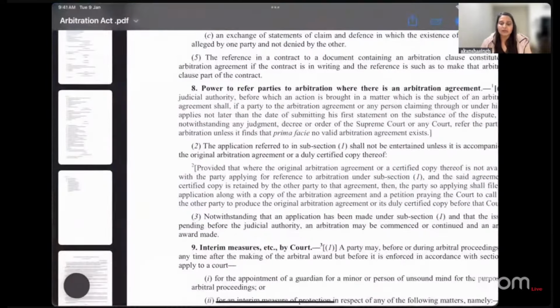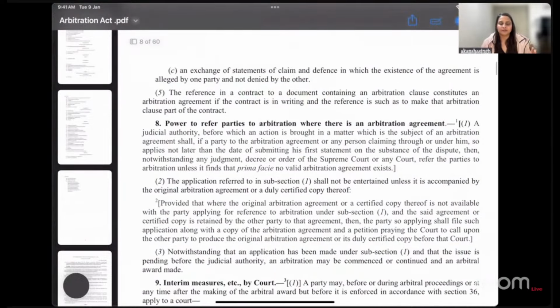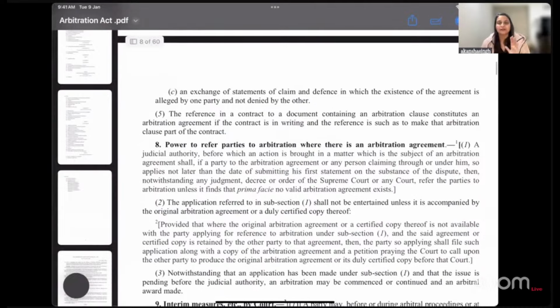Now, in the first case of Chloro Controls, section 8 was highlighted and taken as a recourse, as a base to say that yes, non-signatories are also parties. Now, how did they interpret it? Let me tell you. This is not what continues, but you must mention it very briefly.